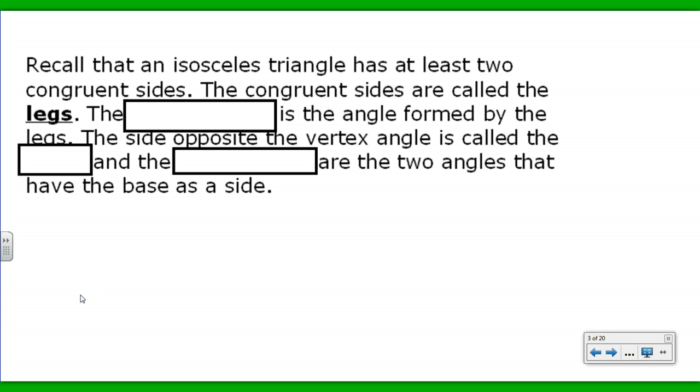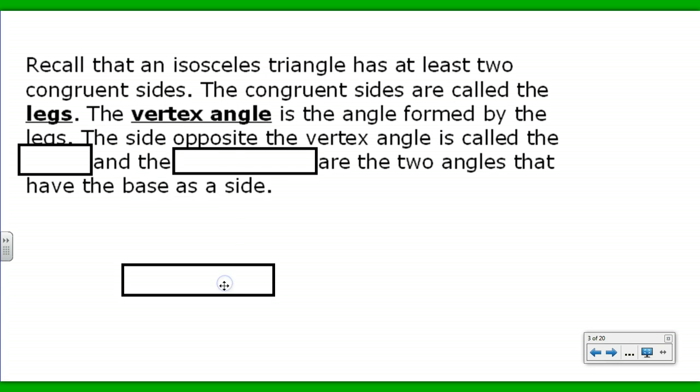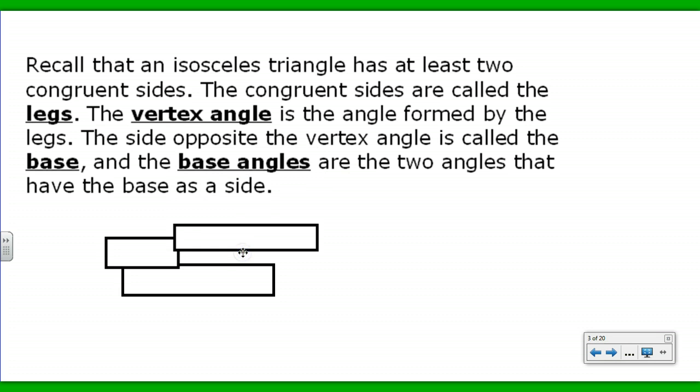And what is the angle formed by the legs? The angle formed by the legs is the vertex angle. So if you find the isosceles 2 legs, the angle between them is the vertex angle. The side that's opposite the vertex angle is called the, I bet you can guess, the base. That's right. And there are 2 angles that have the base as a side. They are called the base angles.